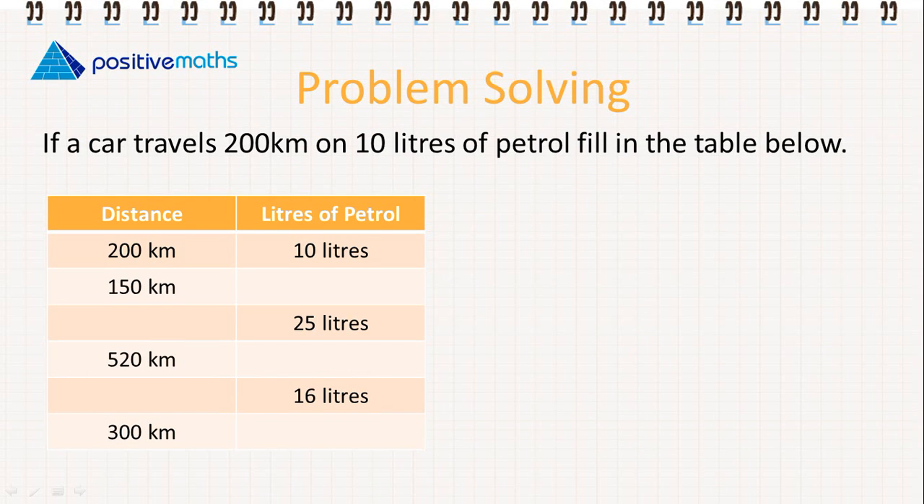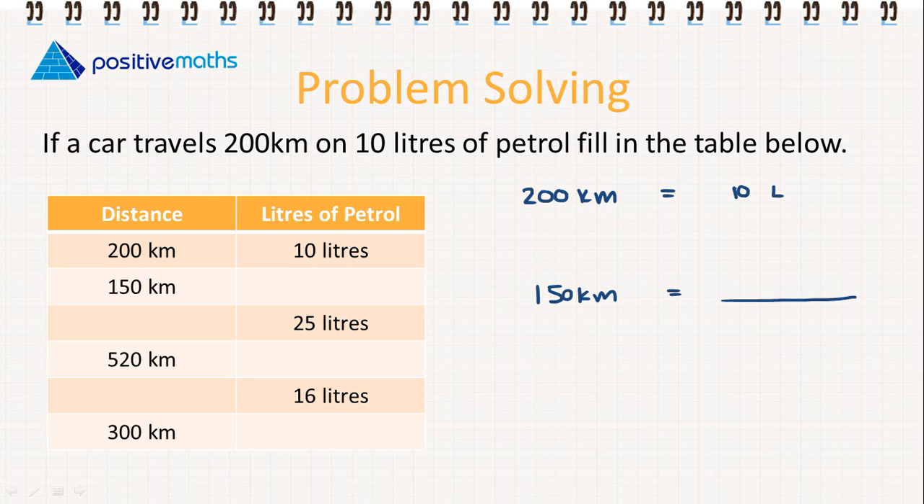Okay, let's do some more problem solving. If a car travels 200 kilometres on 10 litres of petrol, we need to fill in the table below. We can see the first one is filled in with the example. So 200 kilometres will take 10 litres of petrol. Okay, so we need to find how many litres it will take the car if it drives 150 kilometres.